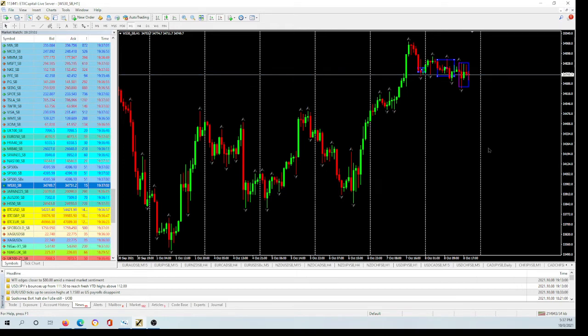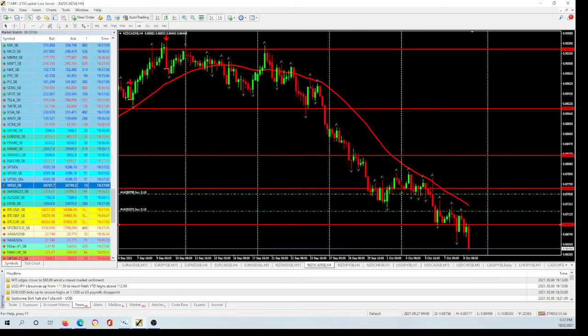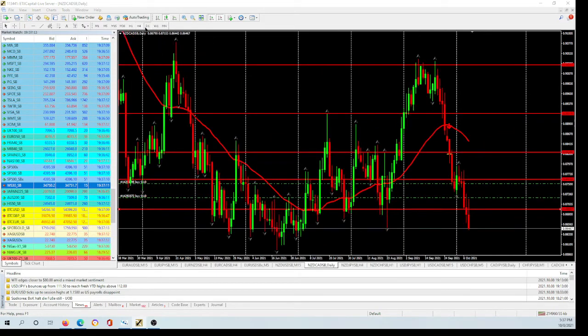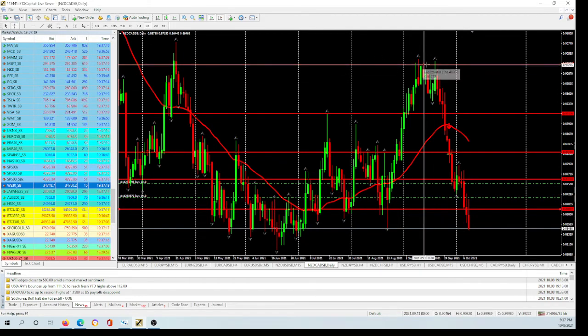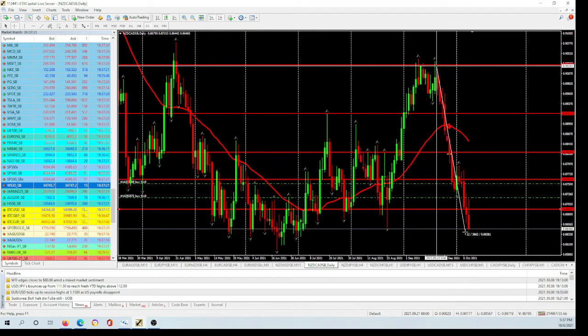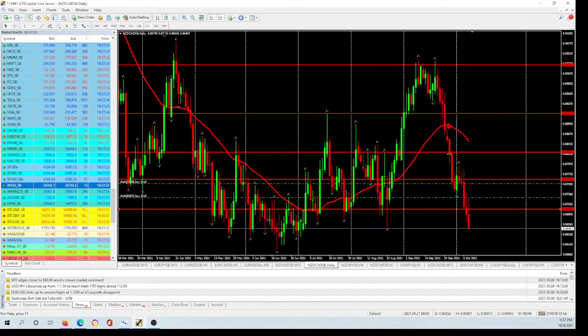Other than that, I would have made some serious profit, because the trade that I was in, I was selling this trade from here. That would have given me a very good profit, almost 400 points, because I was holding it for a long time. But this is what happened.